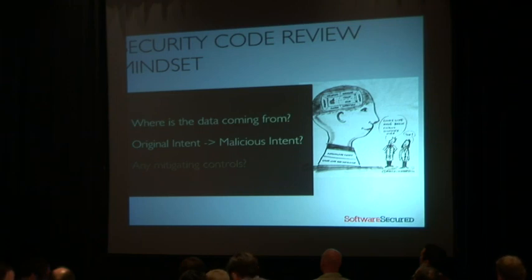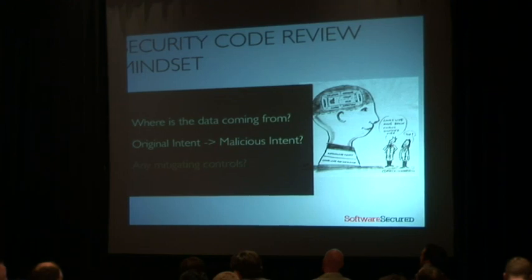Like, for example, you have a SQL query that is constructing the SQL dynamically using unvalidated data, but then the data is cast to an integer. Now it's not exploitable. So it acts as a mitigating control. It still needs to be fixed, but it's not exploitable in this case. So those are the three questions that would help put you in a security code review mindset.